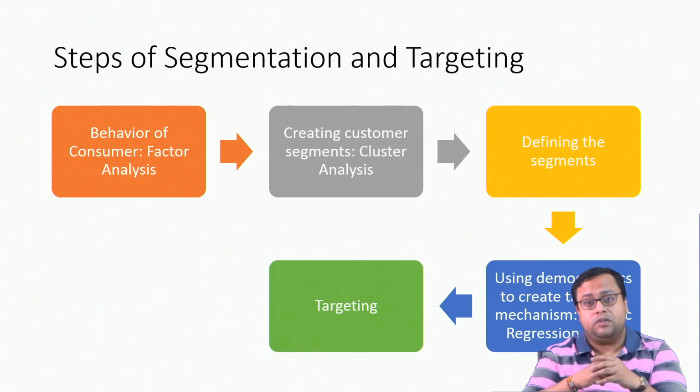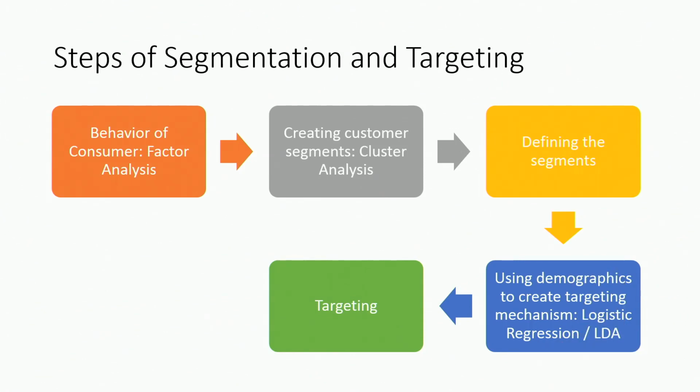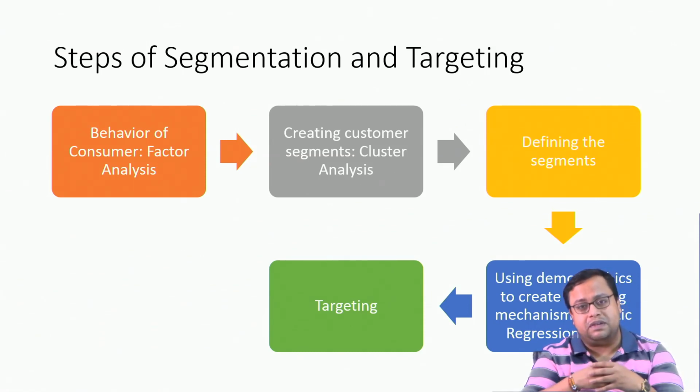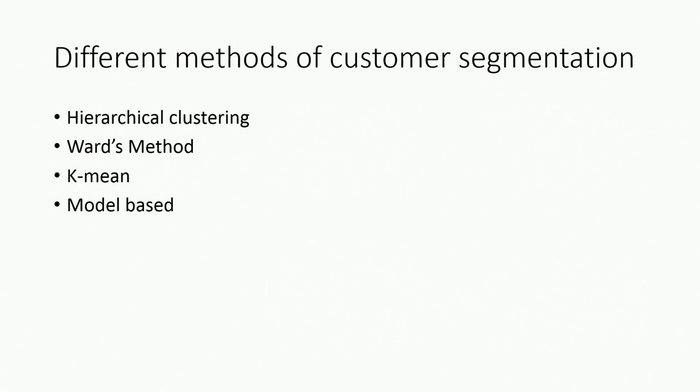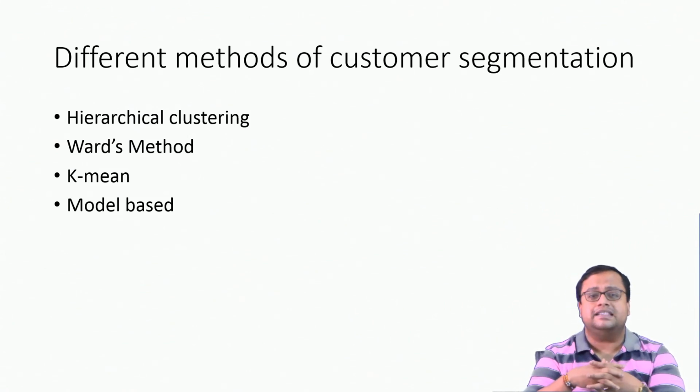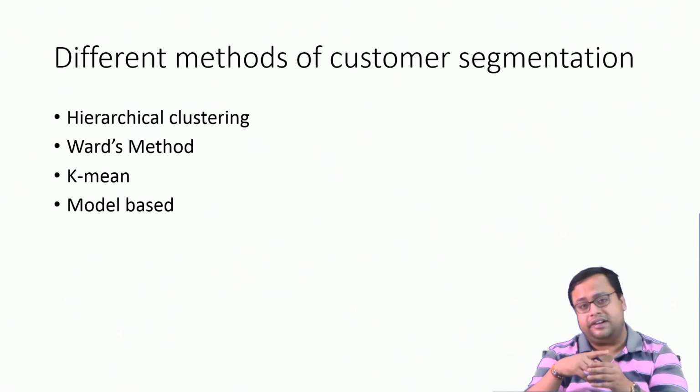So, for that we use something called defining the segments, that is the third step. Defining the segments, which is the third step, and then rather than defining, we actually try to find out how I can predict the segments. And generally we use methods such as LDA, linear discriminant analysis, and there is a method called multinomial regression.